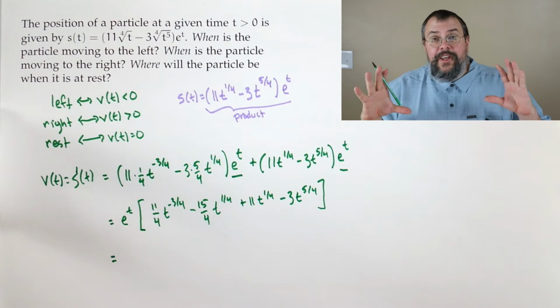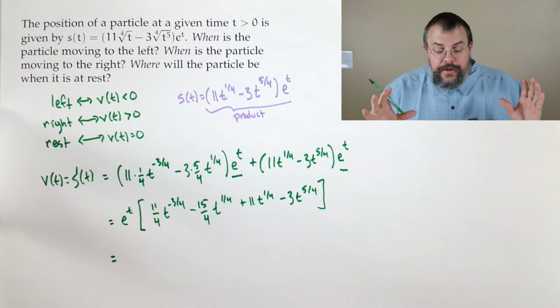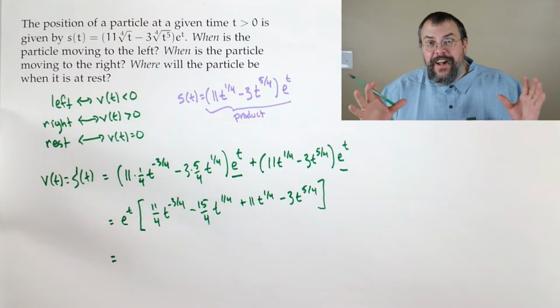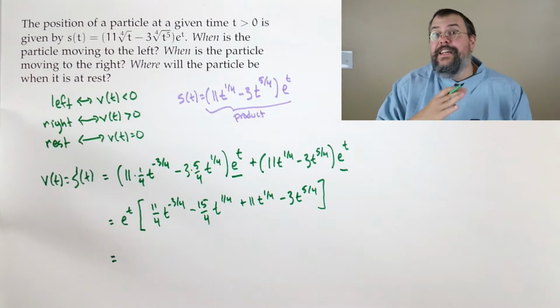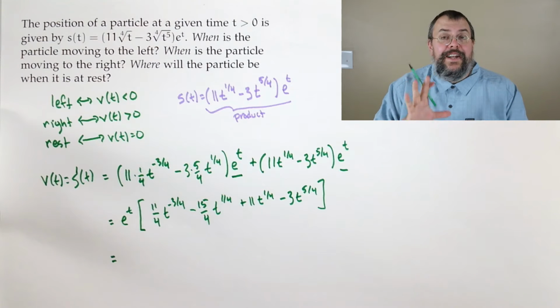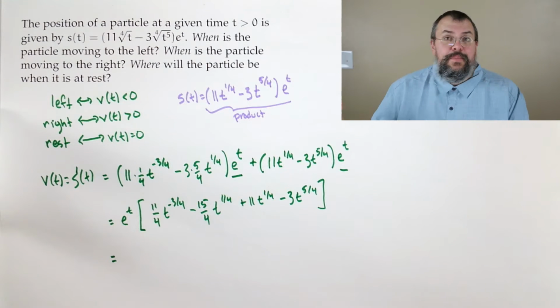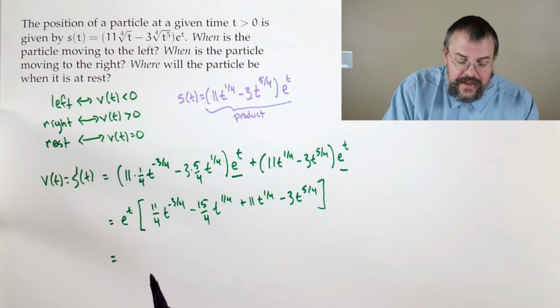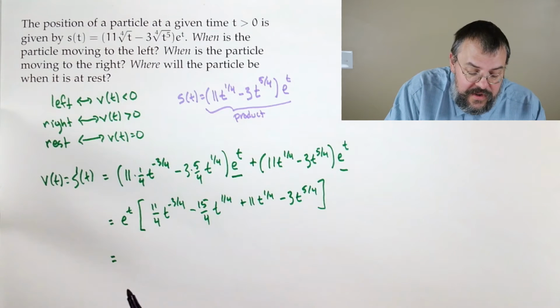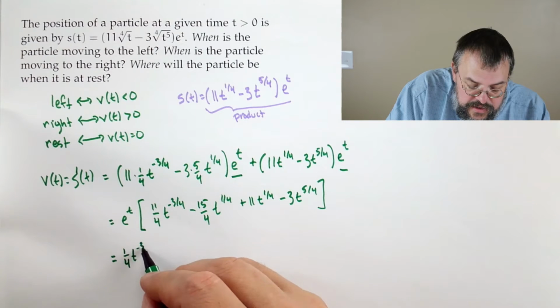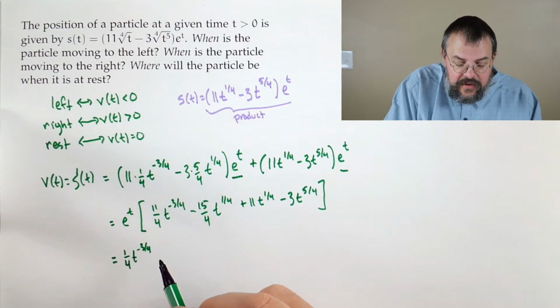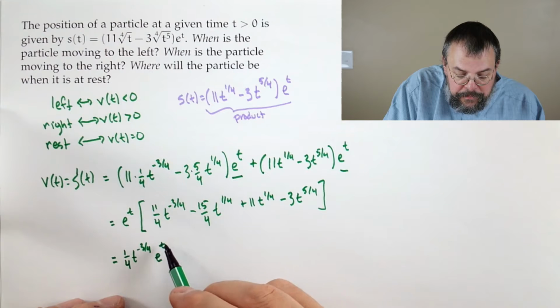I asked, do they have anything in common? Well, no. Not a lot goes into 11. But I don't like fractions. Again, it's a personal weakness of mine, but I don't want them. So I'm going to pull out enough to get rid of all the fractions. So I'm going to pull out a fourth. So I'm going to pull out 1/4 t to the minus 3/4. And I still have that e to the t pulled out.